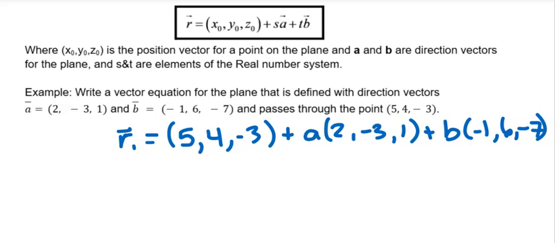So we're starting at a point and we're moving in two different directions. And these letters A and B, they don't have to be A and B. They're most often S and T. Doesn't really matter.